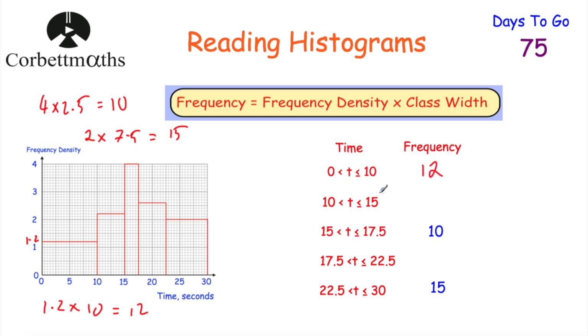That's 12, fantastic. Next, between 10 and 15, the class width is 5. The frequency density would be 2.2. So if we do 5 times 2.2, that's equal to 11. So the frequency for this bar would be 11.